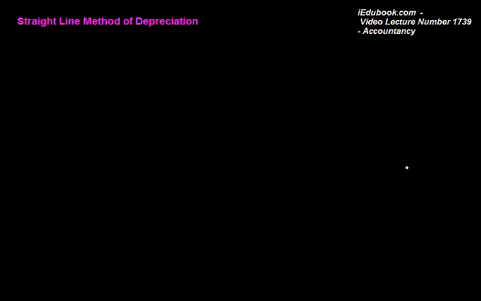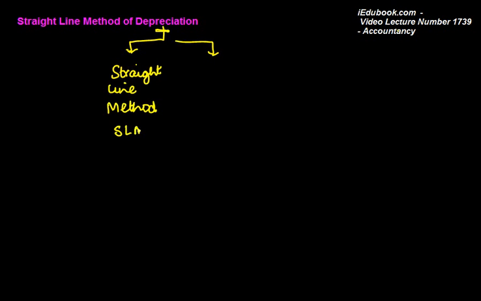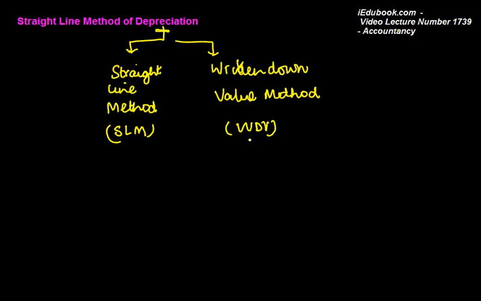Straight line method of depreciation. Now let us learn about the straight line method of depreciation. Depreciation basically can be charged through predominantly two methods. One is the straight line method, which we are discussing right now, or SLM as it is called, and the second is the written down value method. This is also known as WDV method, written down value.